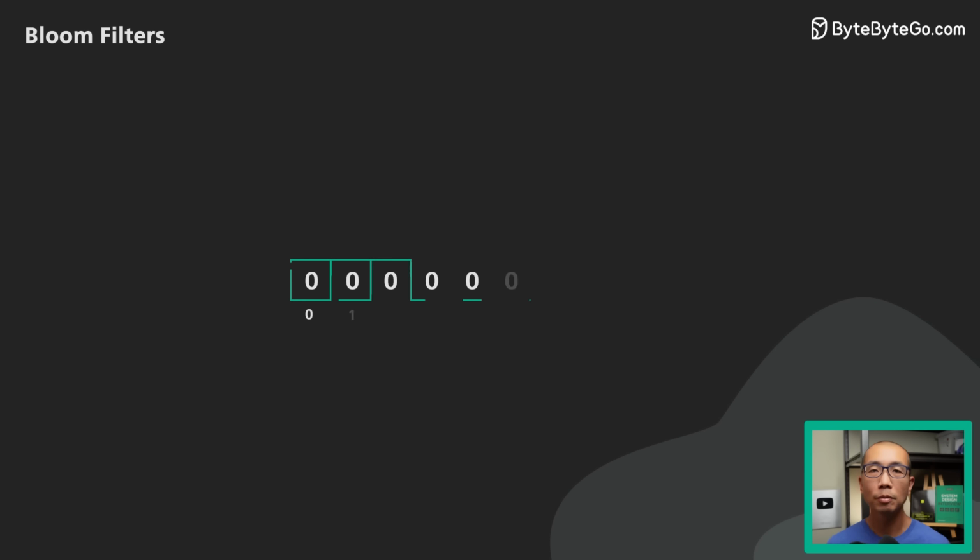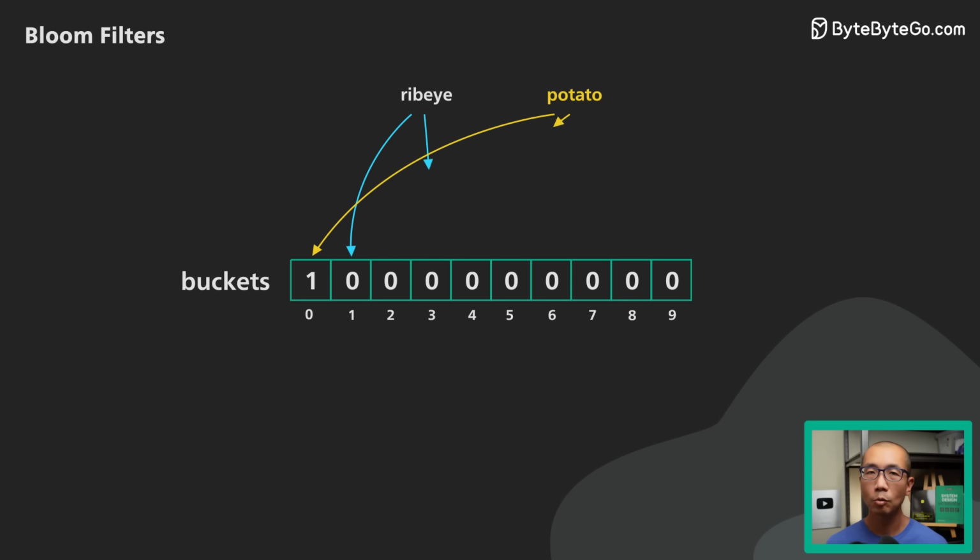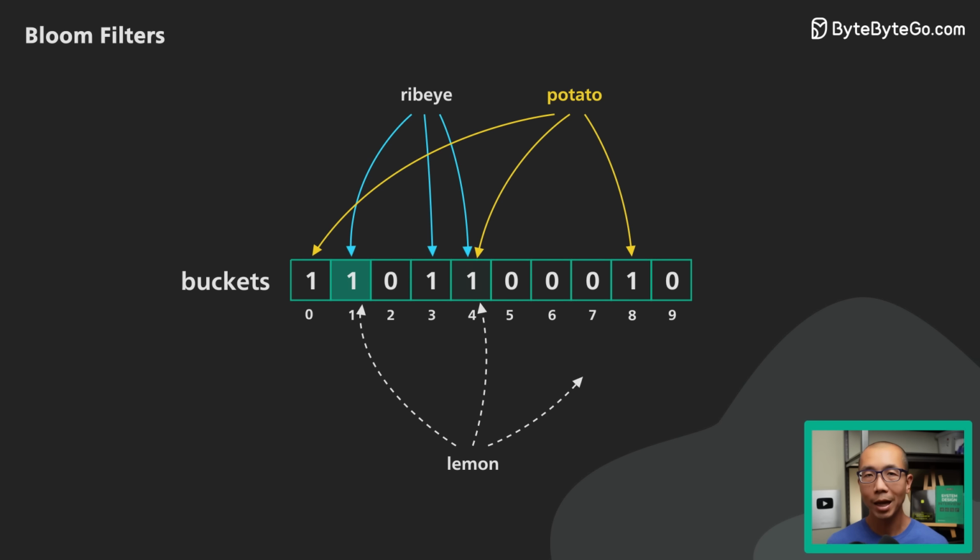But how do we get the Bloom filter to tell us something is there when it's not? Let's walk through an example. Let's say lemon hashes to the buckets 1, 4, and 8. Since all those buckets are set to 1, even though I don't like lemon, the Bloom filter will return yes in this case, which is a false positive.